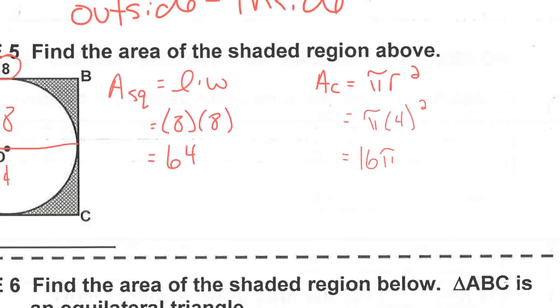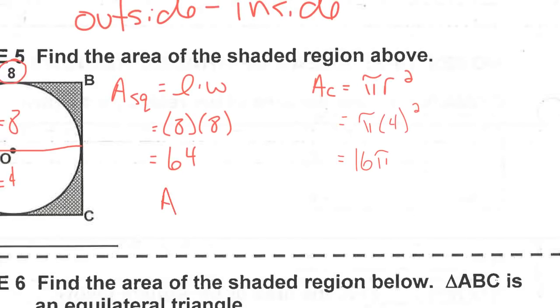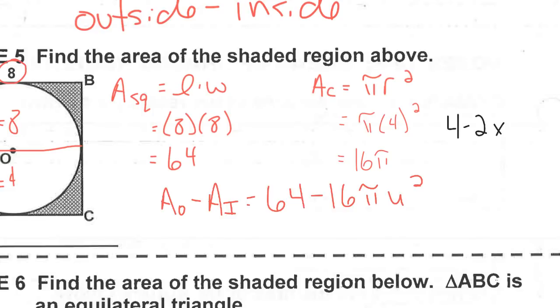Now, I'm going to write this out: the area of the outside minus the area of the inside. And you don't have to write that out. That's 64 minus 16 pi. And then, of course, we'd probably put units squared. Now, I can't combine those. This is just like having 4 minus 2x or 8 square roots of 2 plus 6.